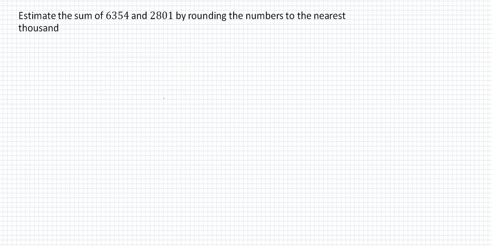And then our final example, estimate the sum of 2,801 and 6,354 by rounding the numbers to the nearest thousand. So 6,354, 2,801. The number in the 1,000 position is 6. We look to the right, that number is less than 5. So we're going to round down to 6,000.